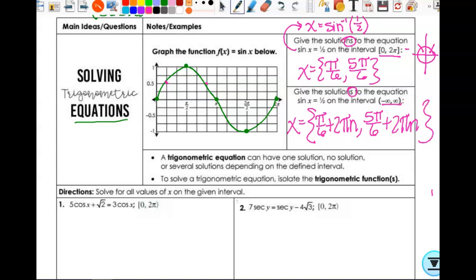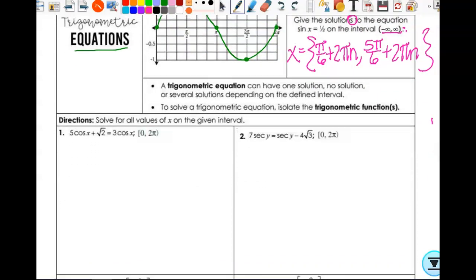Like I said, we're going to focus more on a defined interval than this, but you could have an infinite amount of answers. And this goes on to say, a trigonometric equation, remember we have to have an equal sign to be an equation, can have one solution, no solution, or several solutions, depending on the defined interval. And several could mean like 2, it could mean an infinite amount. It could be anything. And then to solve a trigonometric equation, we isolate the trigonometric functions.